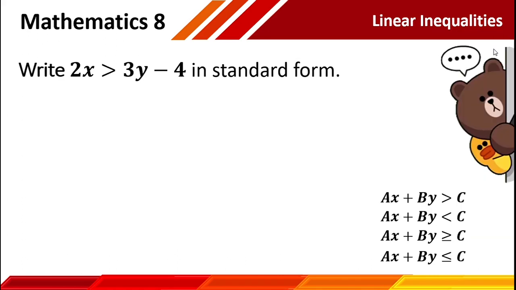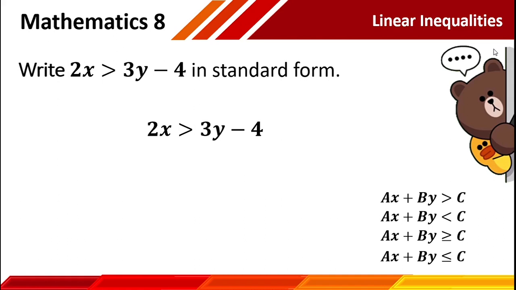Now let's write 2x is greater than 3y minus 4 in standard form. So first thing to do is to copy our linear inequality, and always remember addition property of equality and multiplication property of equality is not applicable in this given problem, but instead we will be using addition property of inequality and multiplication property of inequality.